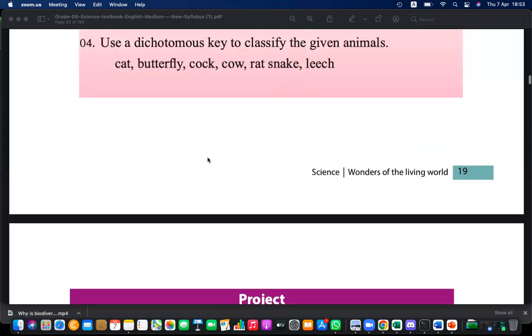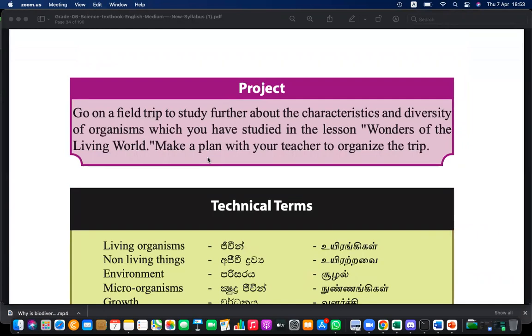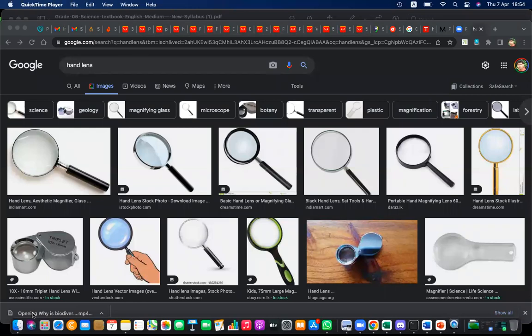And we have revised the lesson. We have also done the questions. Go to the field trip and study further about characteristics and diversity of organisms. So I would like to show you a small video on that before we wind up today. Because we cannot plan for a trip, unfortunately, but still I have prepared this small video I downloaded. I would like to show that to you now. This is about the diversity of animals. It's only a 4-minute video. Let's watch.